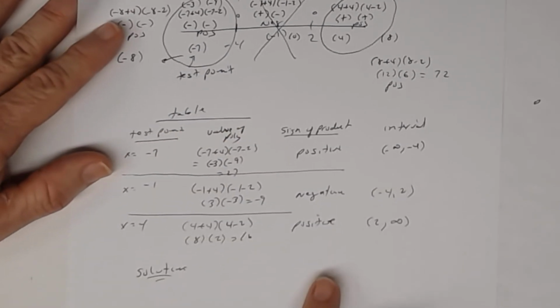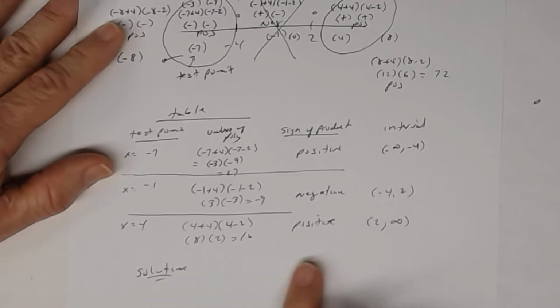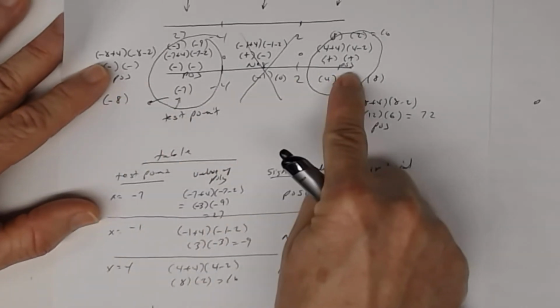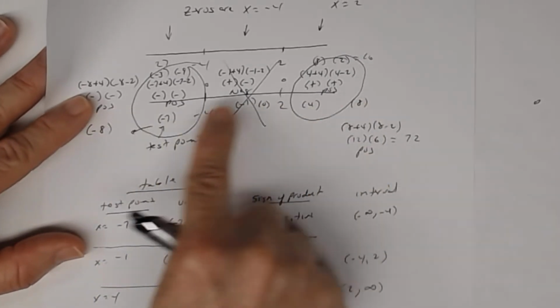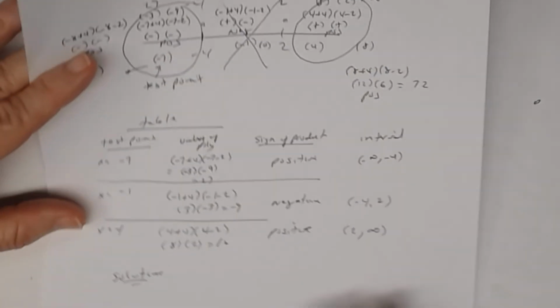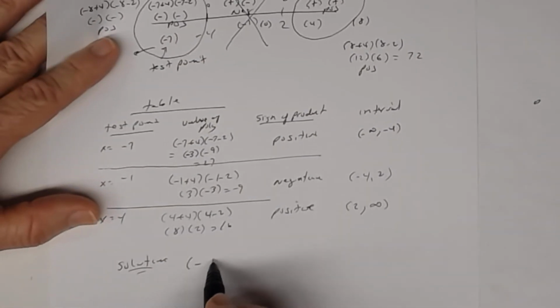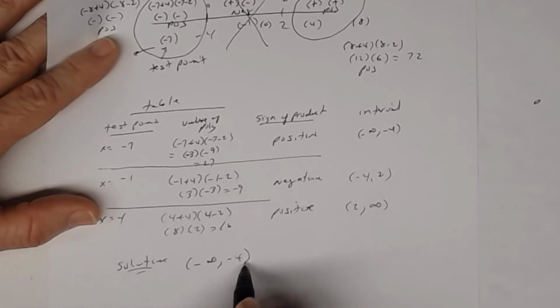Remember how to write an interval. You write an interval from smallest to largest. So when you look at this number line, you go from left to right, left to right. So you're going to go from negative infinity to negative 4, parentheses, union.